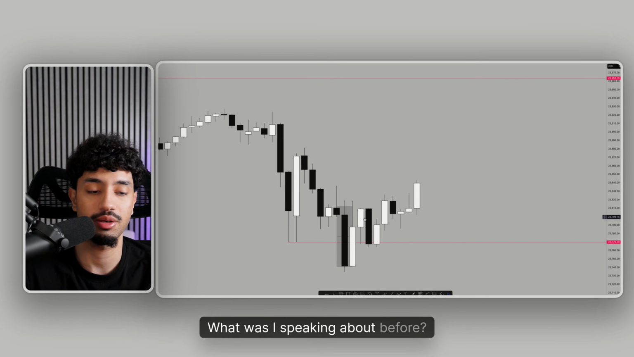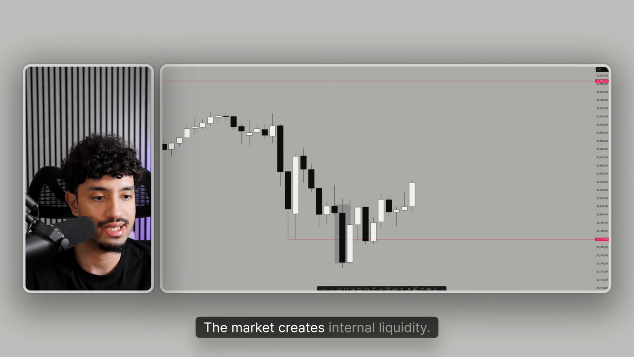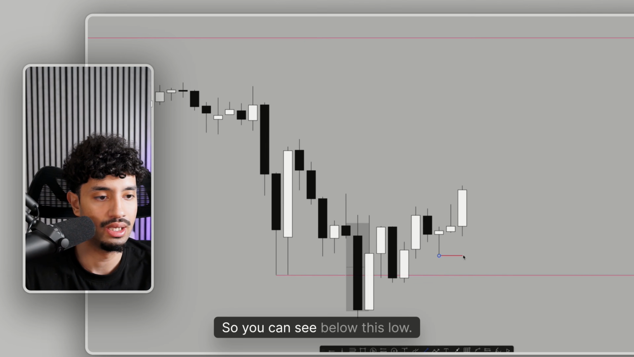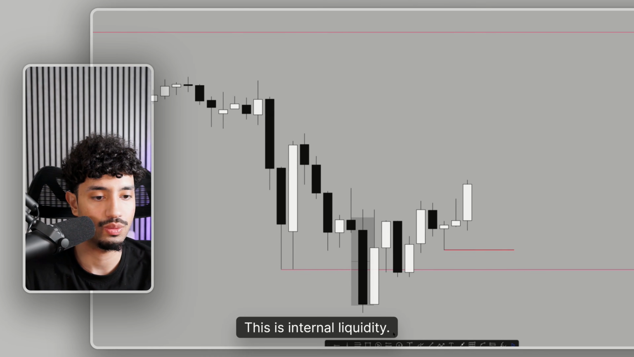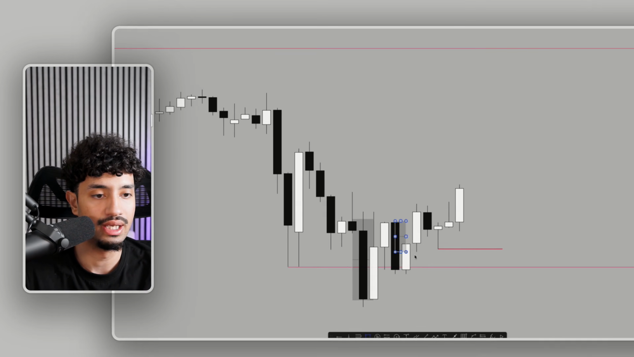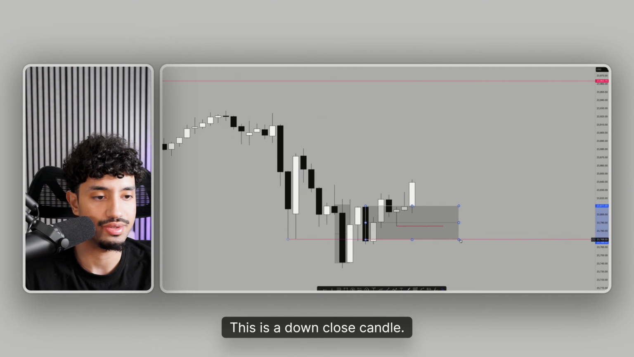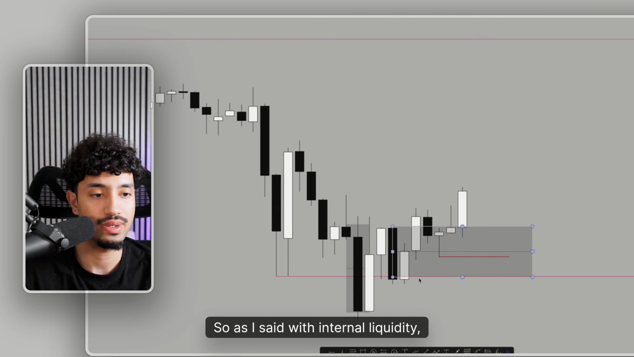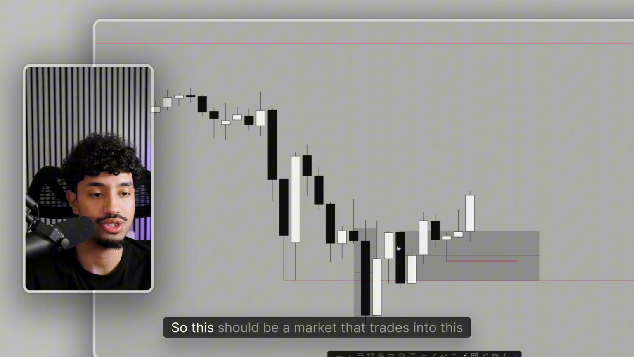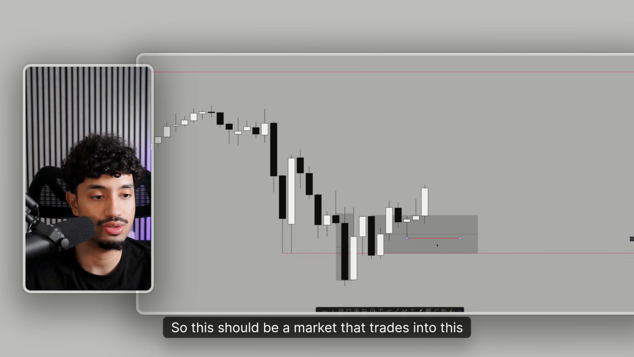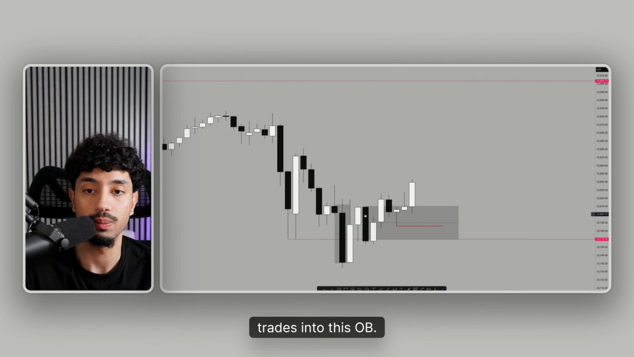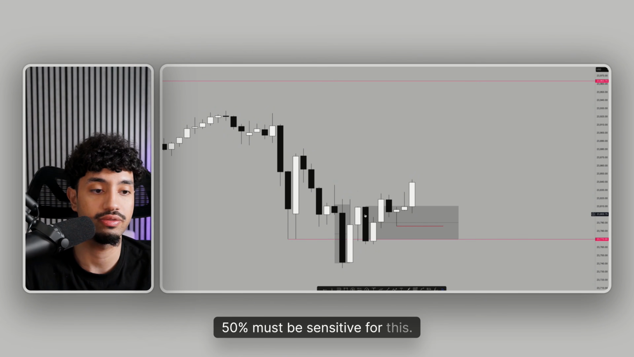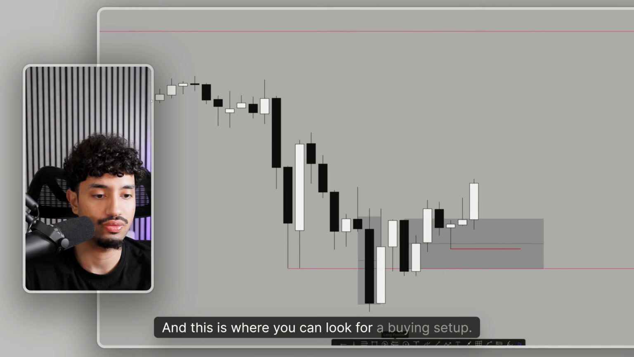What was I speaking about before? The market creates internal liquidity. So you can see below this low, this is internal liquidity. And what do I have right here? This is a down close candle. As I said, with internal liquidity, an OB is paired with it. So this should be a market that trades into this low, trades into this OB. 50% must be sensitive for this, and this is where you can look for a buying setup.